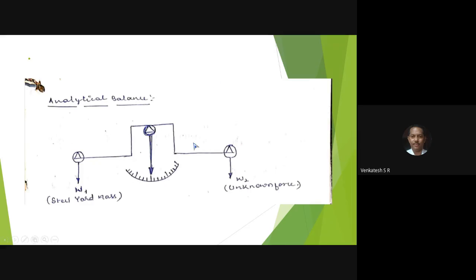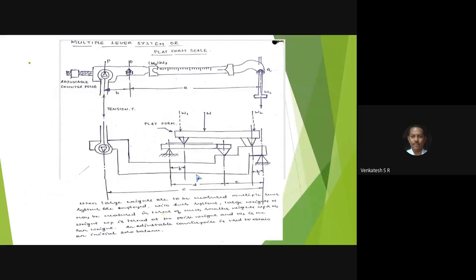Analytical balance. Next, come to a very, very important topic, which you will have in this time's examination: the multiple lever system or platform scale. Multiple lever system or platform scale. 100% guarantee, this time you will have this question in the examination. So what are the things present here?